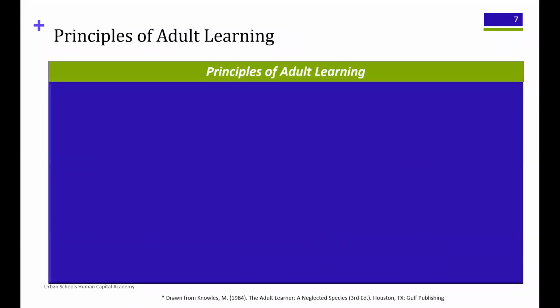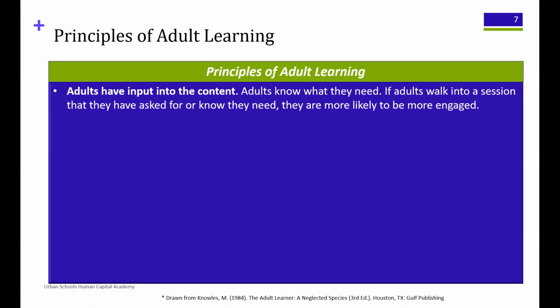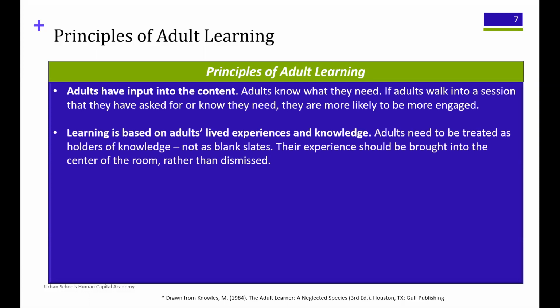We hope you found that interesting. Now we're going to talk through the principles of adult learning and apply them to the scenarios you just read. These principles of adult learning come from Malcolm Knowles. First, adults have input into the content. Adults know what they need. If adults come into sessions that include content that they've asked for or they're aware that they need, they are far more likely to be engaged.